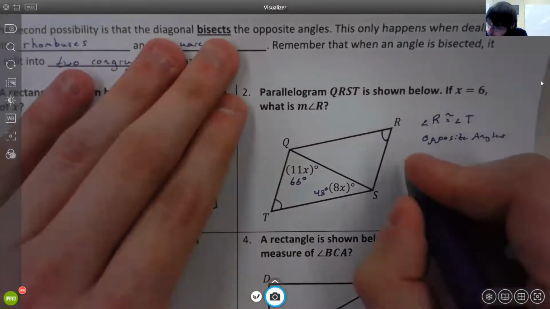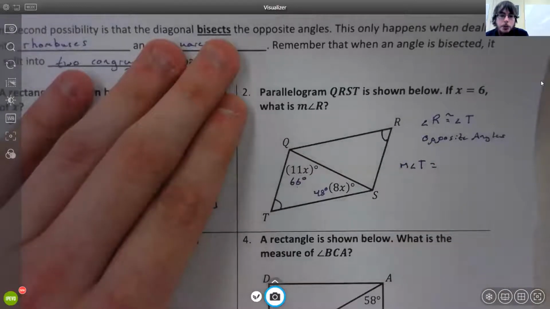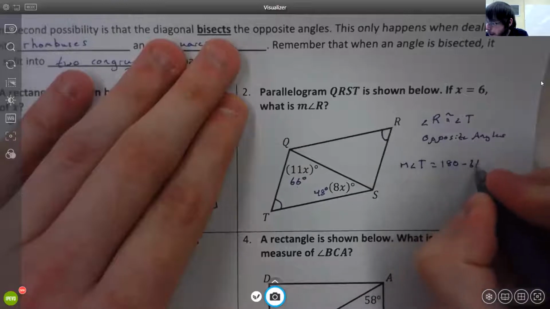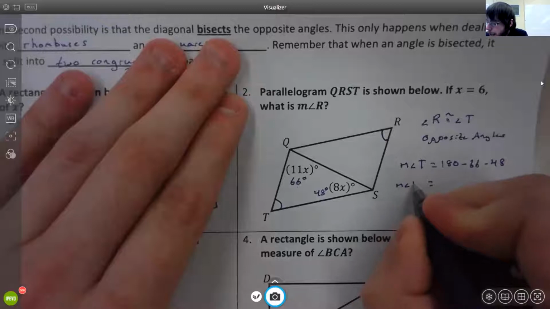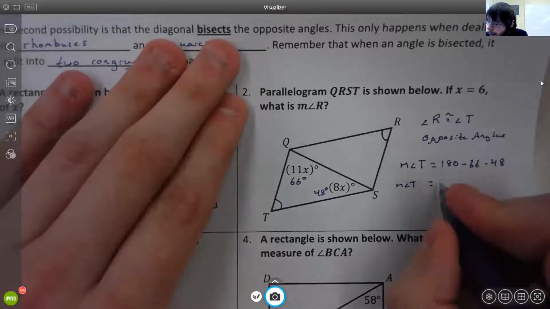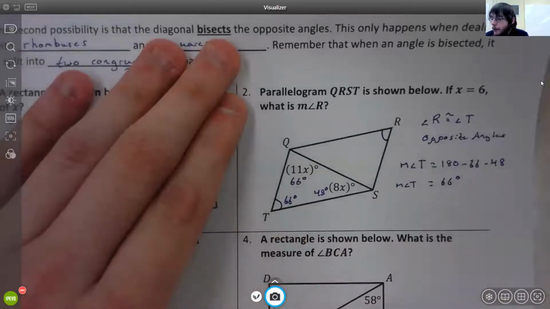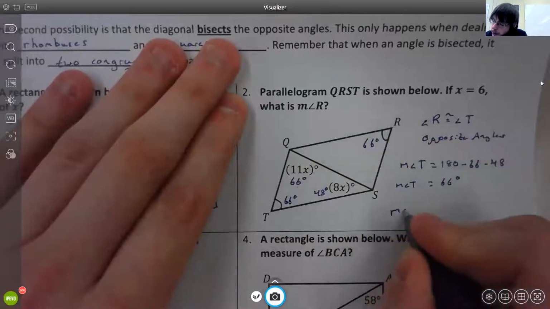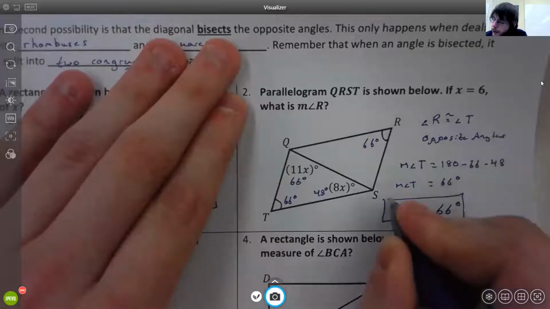So to find the measure of angle T, we can take these two angles and subtract them from 180. So 180 minus 66 minus 48. And when you do that, you end up getting that T is equal to 66 degrees. And we said the angle R is congruent to angle T, so that would mean angle R would be the same, which is also 66 degrees.